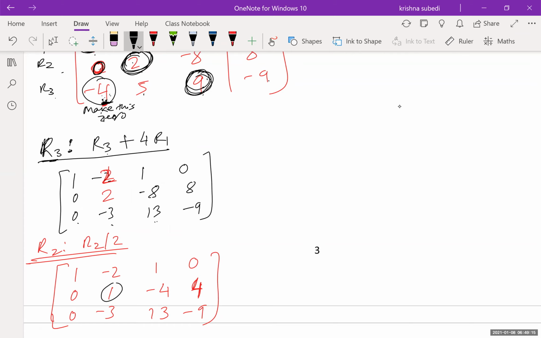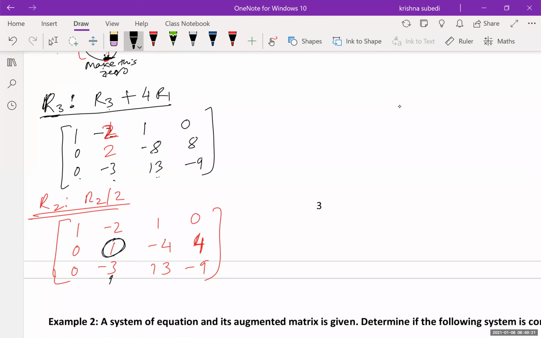Now remember, this is our pivot now. So anything below that, we need to make 0. So that means try to make this 0, okay? Make this 0 using the pivot.